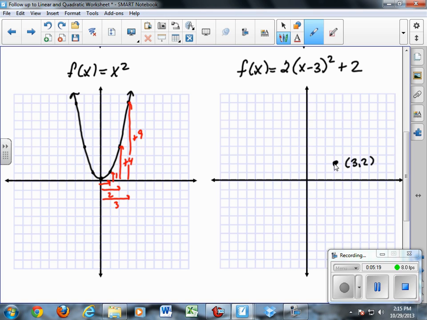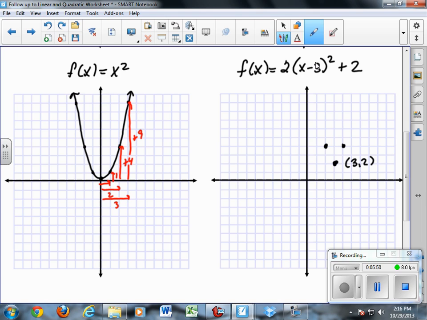Well, there's two different ways. One is I can just plug in points. I can say, okay, I'll put in 4 now for x. So this would become 1, 2 times 1 plus 2 is 4. Oops, I just plotted at 3. So I have the point 4, 4. Using symmetry, I also have the point 2, 4, because 2 minus 3 would be negative 1, and when you square it, it's still 1.